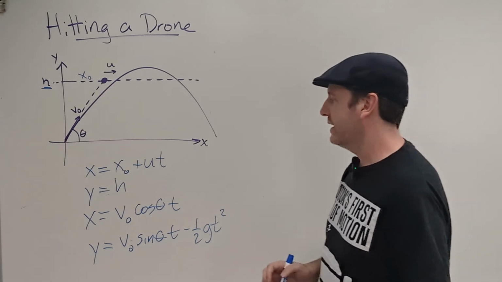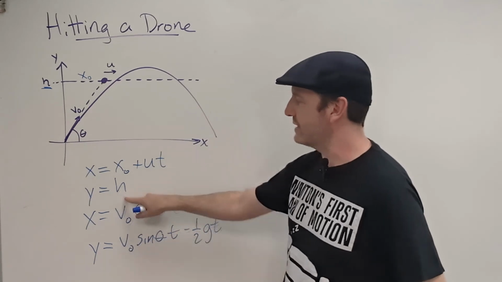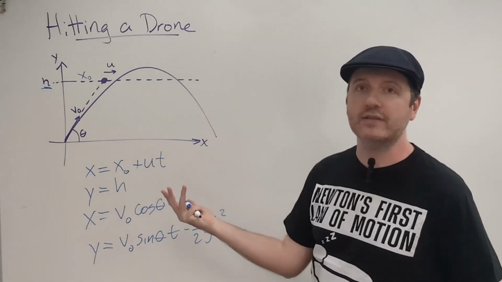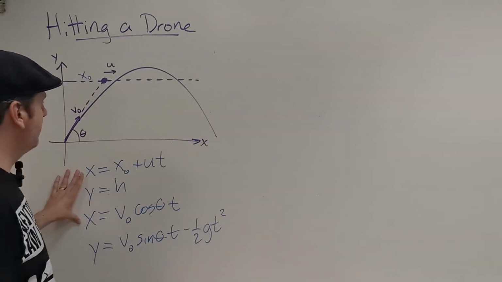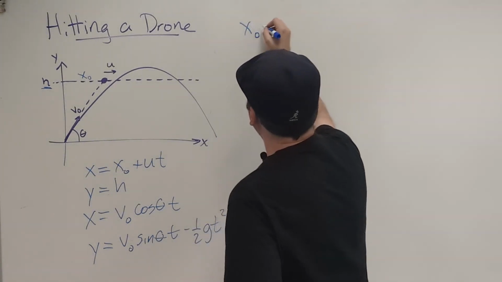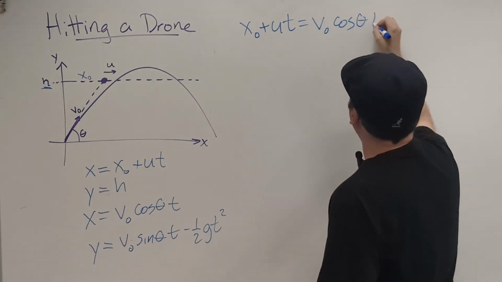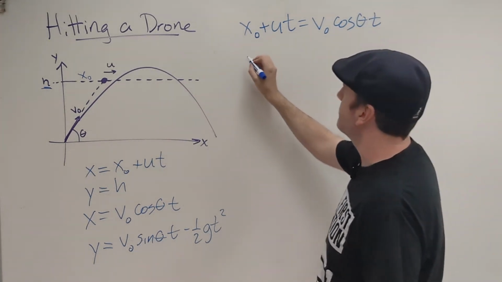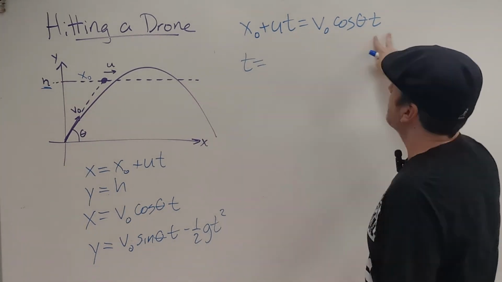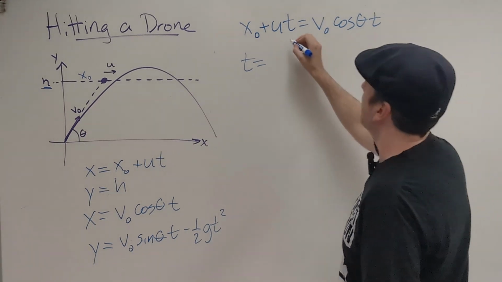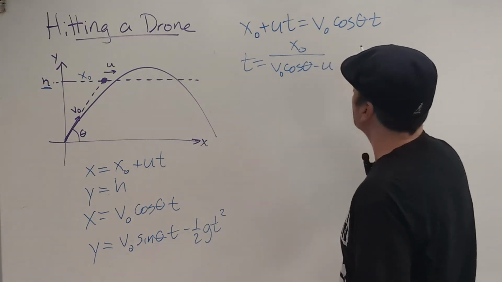So what I'm going to do here is I'm going to set these two x's equal to each other, and I'm going to set these two y's equal to each other. And then I'm going to eliminate the time from those two equations. So setting the two x positions equal, we're going to have that x0 plus ut is going to be v0 cosine theta times t. And we can solve this for t pretty readily. Let's see, how do we want to do this? Let's move this piece over, factor out the t, and then divide. So it'll be x0 over v0 cos theta minus u.